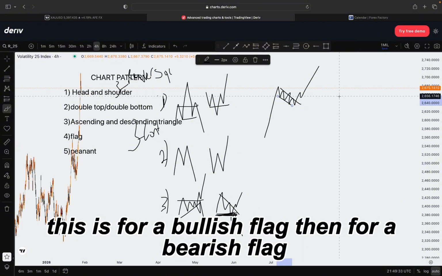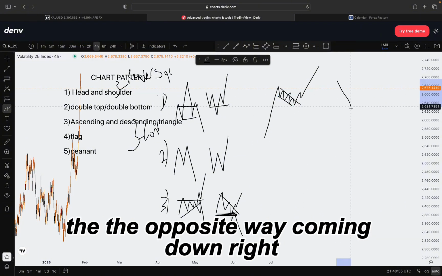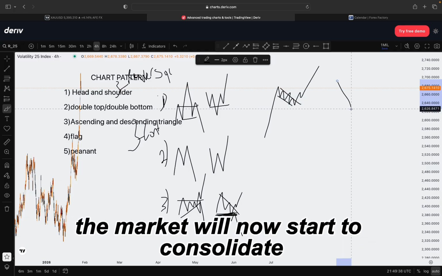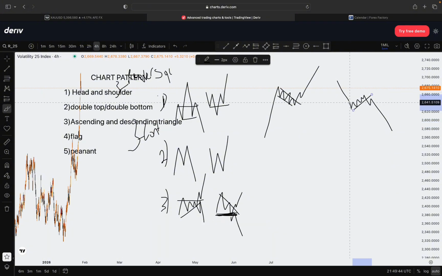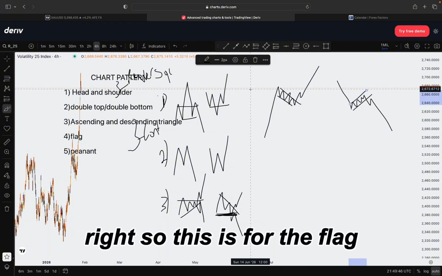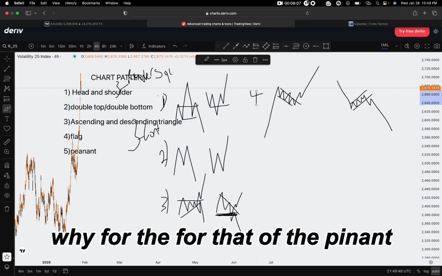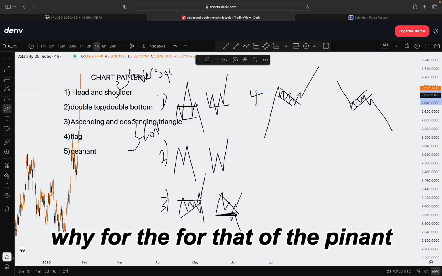Then for a bearish flag, the opposite way, coming down, right? The market will now start to consolidate as if it's going up, then break here, goes down. Right? So this is for the flag. Now what of the pennant?